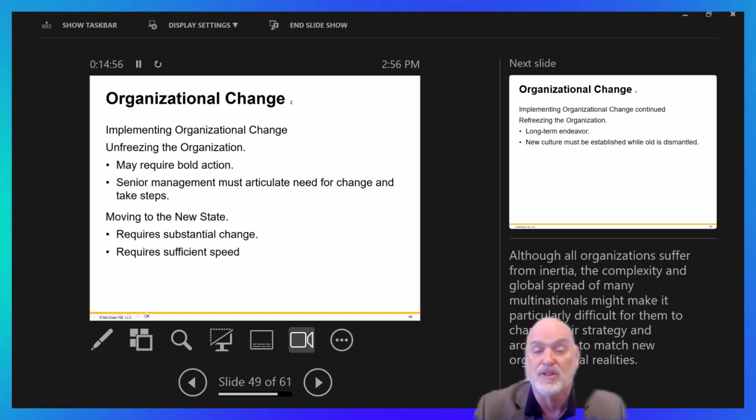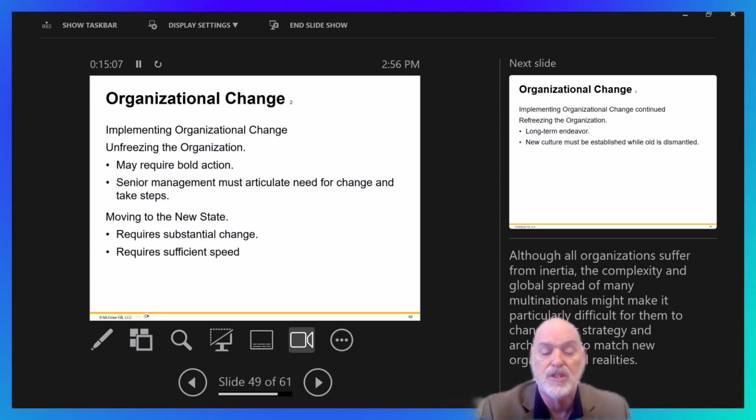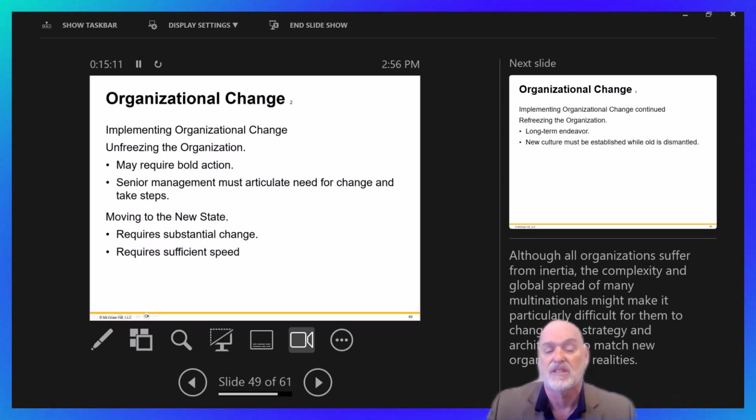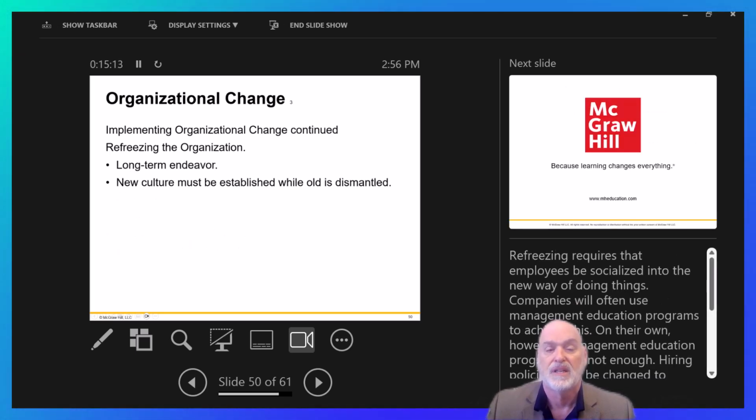Implementing organizational change, unfreezing the organization. It may require bold action. Senior management must articulate the need for change and take steps. Moving to the new state, it requires substantial change and sufficient speed. Refreezing the organization, a long-term endeavor. A new culture must be established while the old is dismantled.